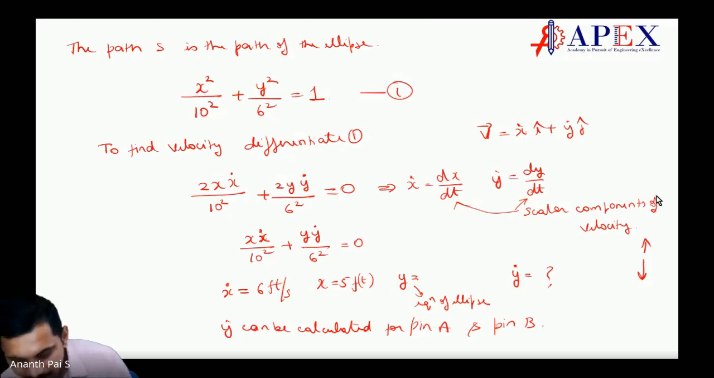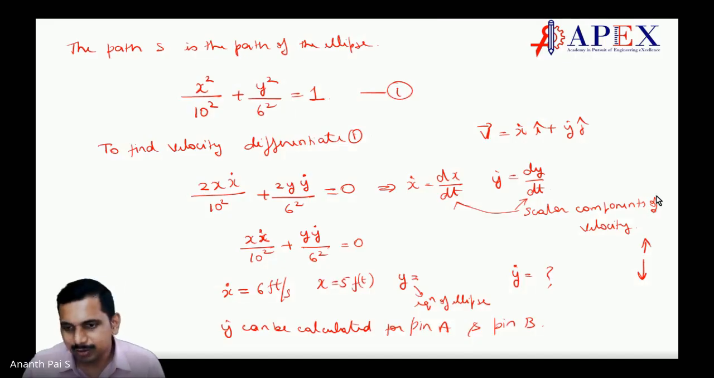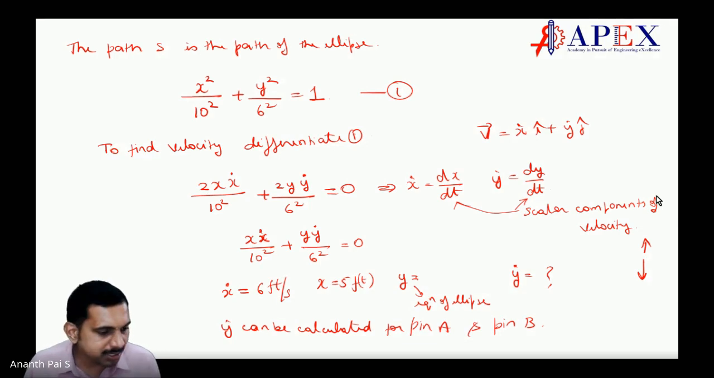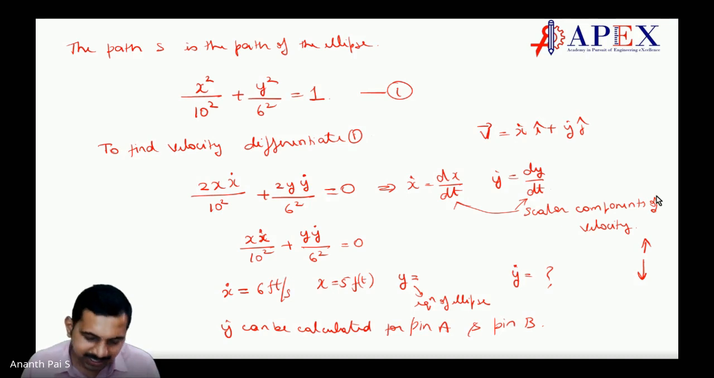Yes, tell me, madam. dy by dt is minus 2.086 feet per second. Very good, that's correct. For which one, A or B? B, sir. B. Then what is A? Plus 2.08 feet per second. Correct. So what is the relative velocity?